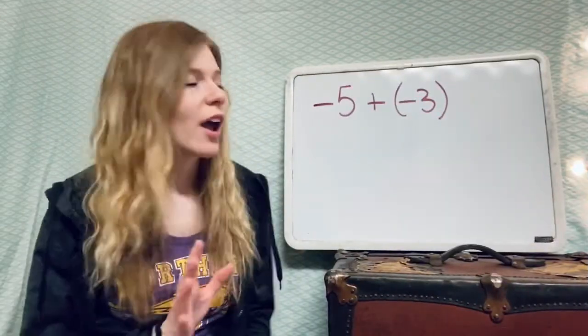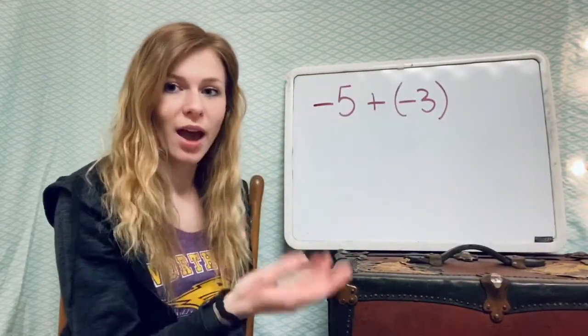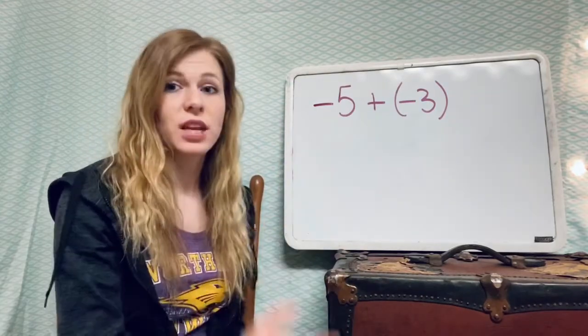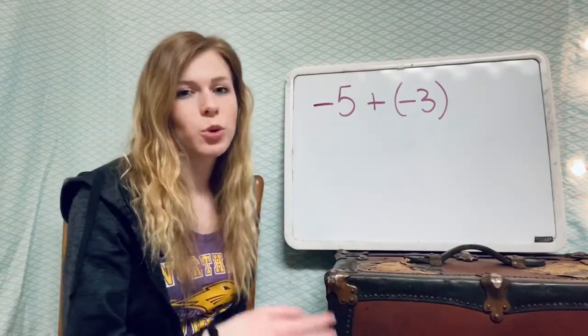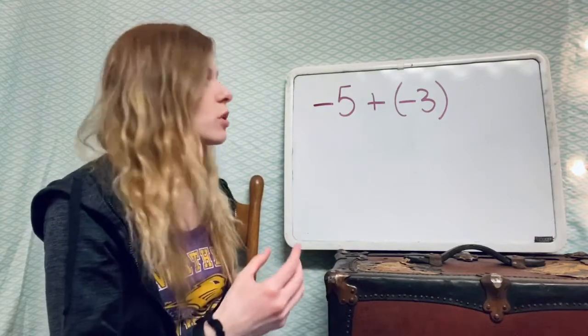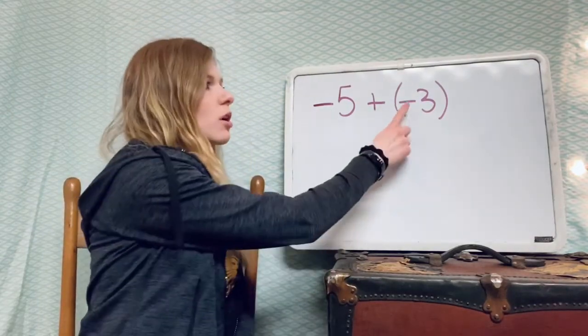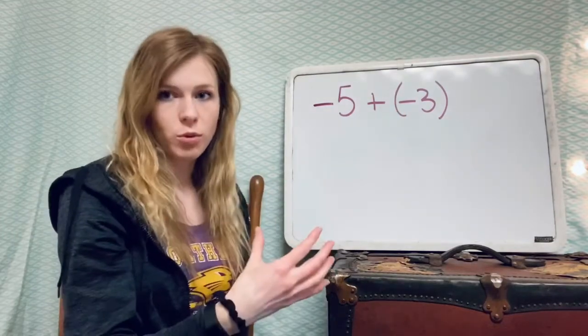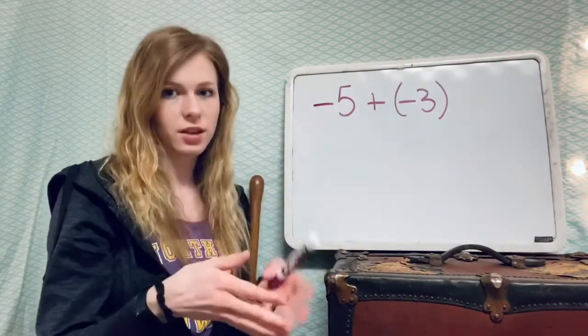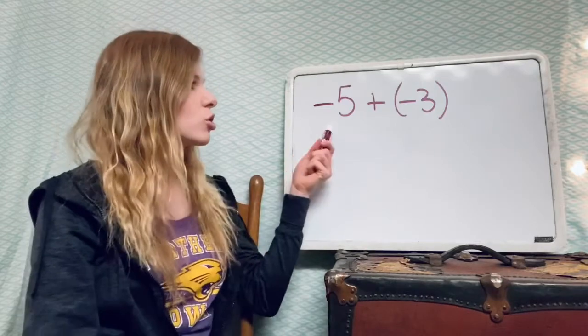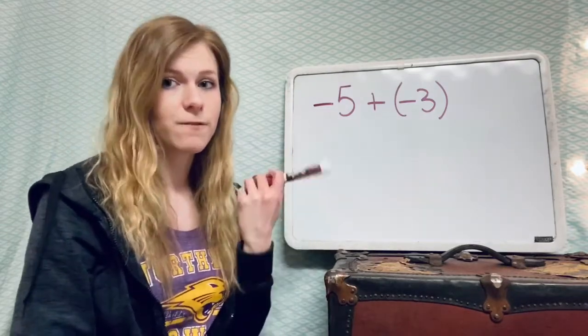On the board, I have two negative numbers being added. I have -5 plus -3. Oftentimes when working with negative numbers, you will notice that there will be parentheses around a negative number, just to make sure that these operations are separated and that you realize this is a negative number. If I wanted to, I could have parentheses around the -5.